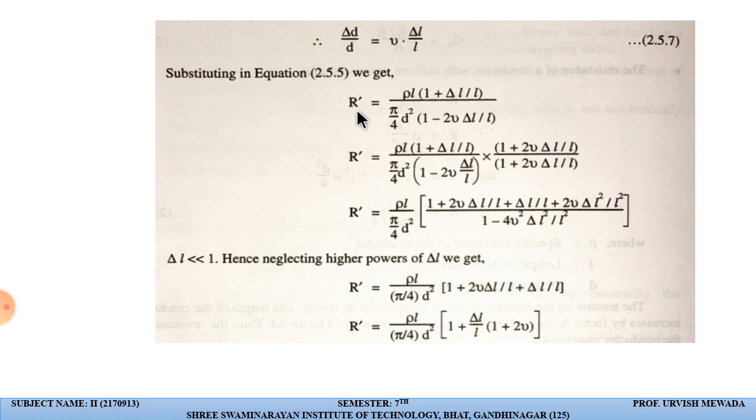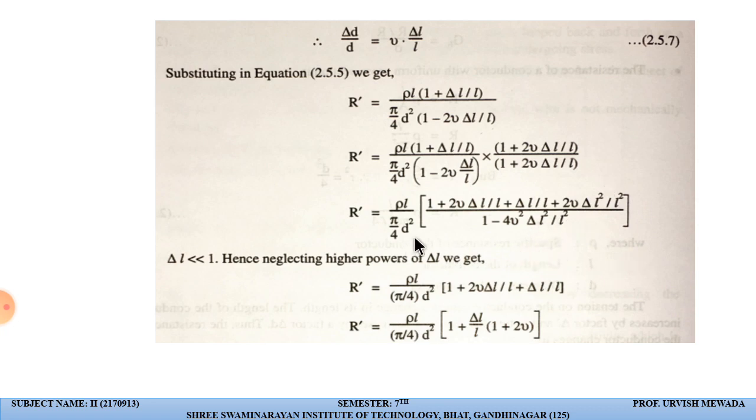So the R dash equation will become R dash is equal to rho into L plus delta L by L, over pi by 4 d square, into 1 minus 2v delta L by L. If you further solve this equation, it becomes R dash is equal to rho L over pi by 4 d square, into the bracket 1 plus 2v delta L by L. This is nothing but the mathematical solution, and you can solve it in your own way also. So delta L by L plus 2v delta L square by L square, divided by 1 minus 4v square delta L square by L square.